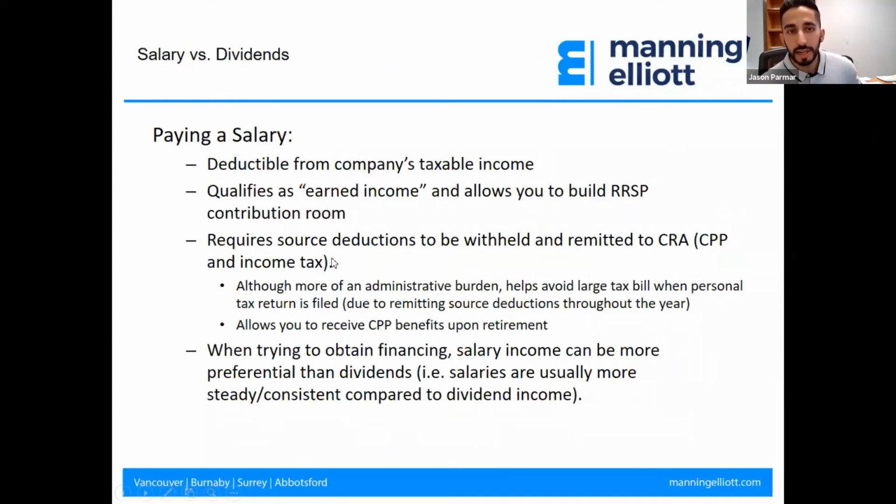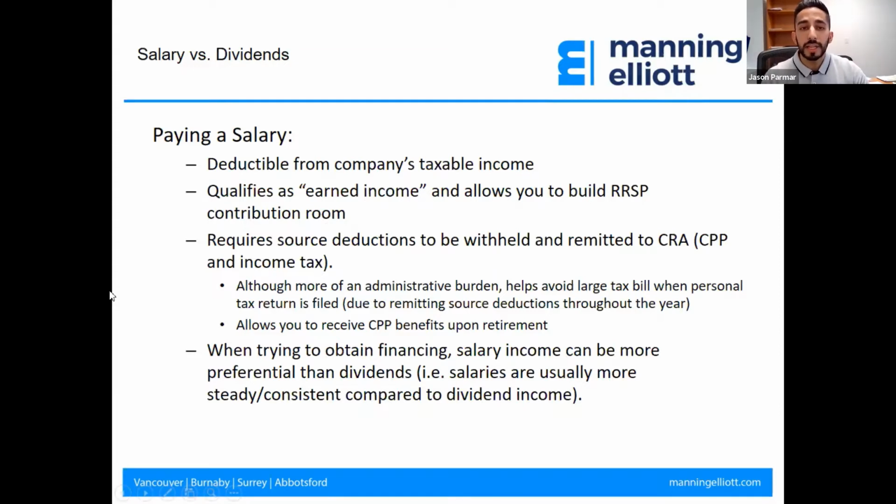So my name is Jason, and I'm also a manager in the private company group here at Manning Elliott. So I'm going to be discussing the differences between paying yourself a salary versus paying yourself a dividend. So it is important to note that one option isn't necessarily better than the other. It really does depend on your personal situation. So first, we will start with paying yourself a salary.